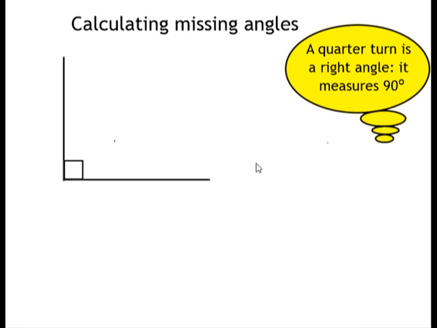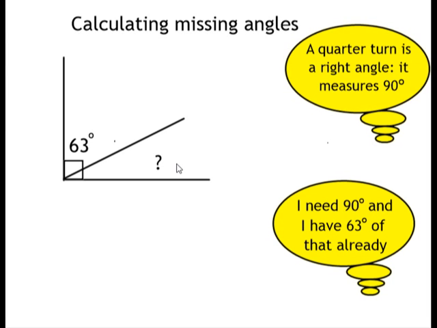Okay, now we've got a quarter turn here. Note it's got the little box in the corner here, little square. So we know it's talking about a right angle, so we know it measures 90 degrees. Now our 90 degrees has been chopped into 2 pieces, and we know we've got 63 degrees one side, and we need to work out this one. So we use the knowledge that we need 90 degrees altogether, and we've got 63 of those already. So our missing angle is 90 degrees, subtract the 63 degrees we already have. Our missing angle is 27 degrees.